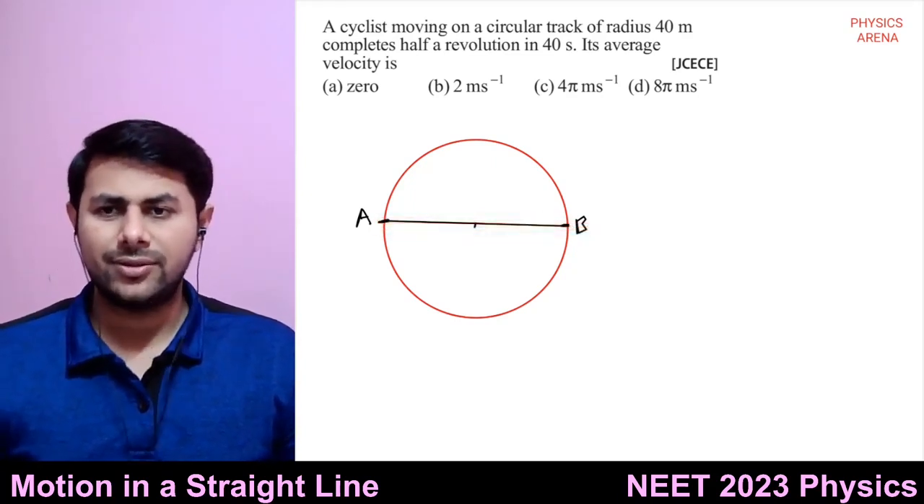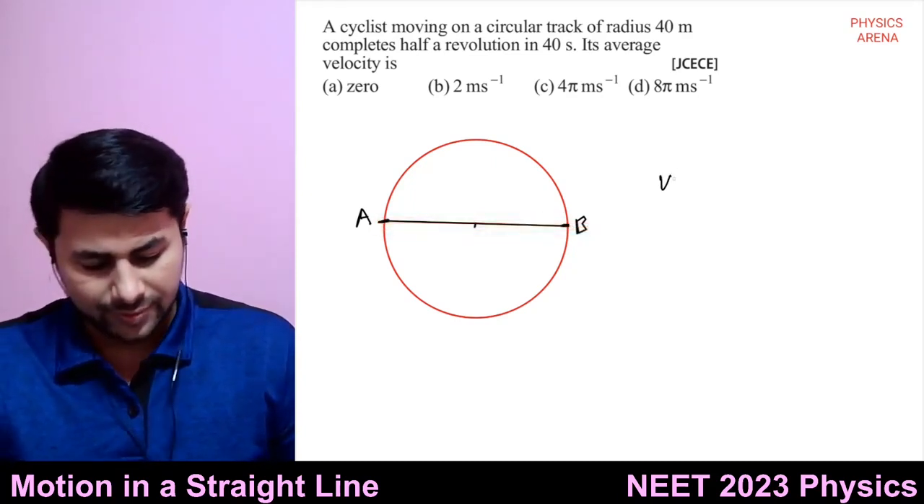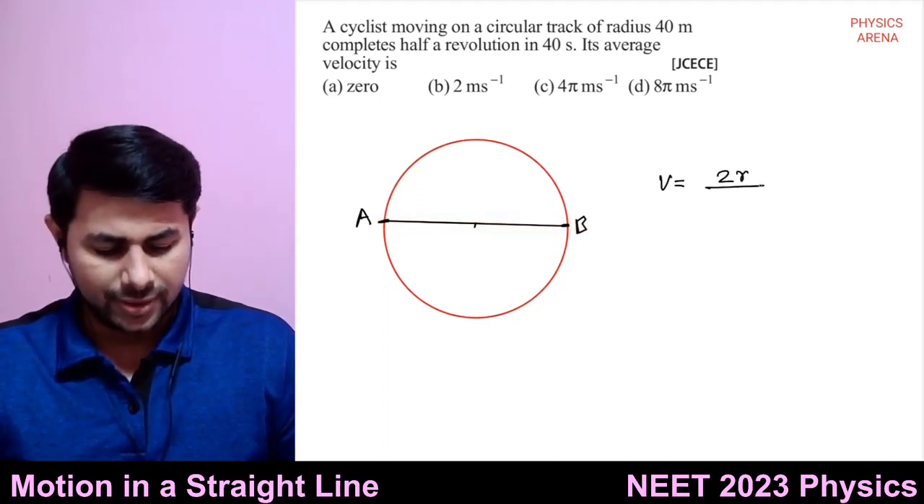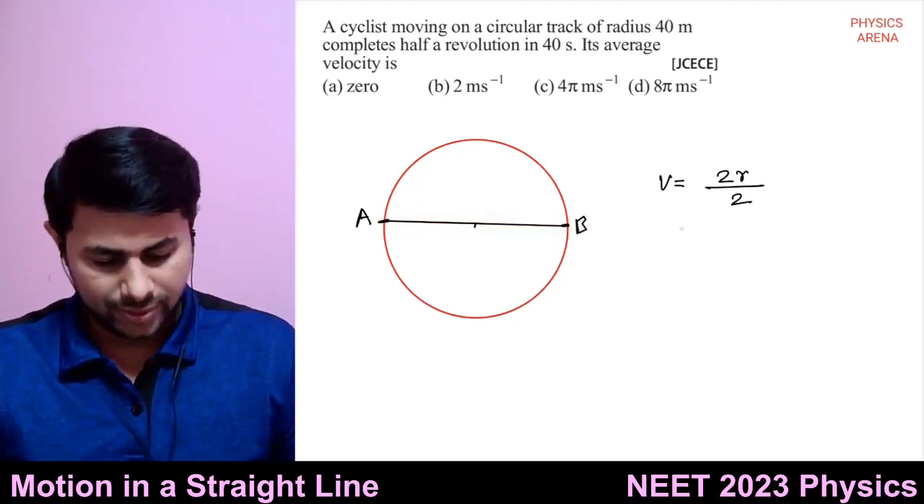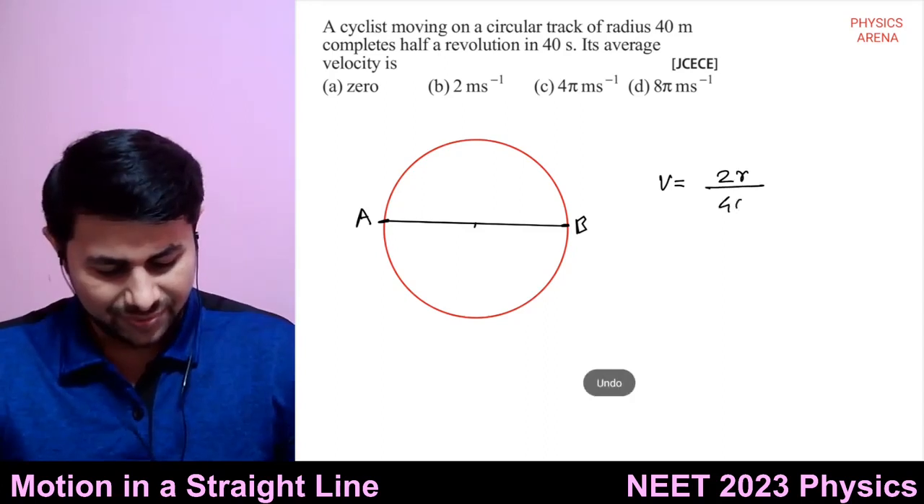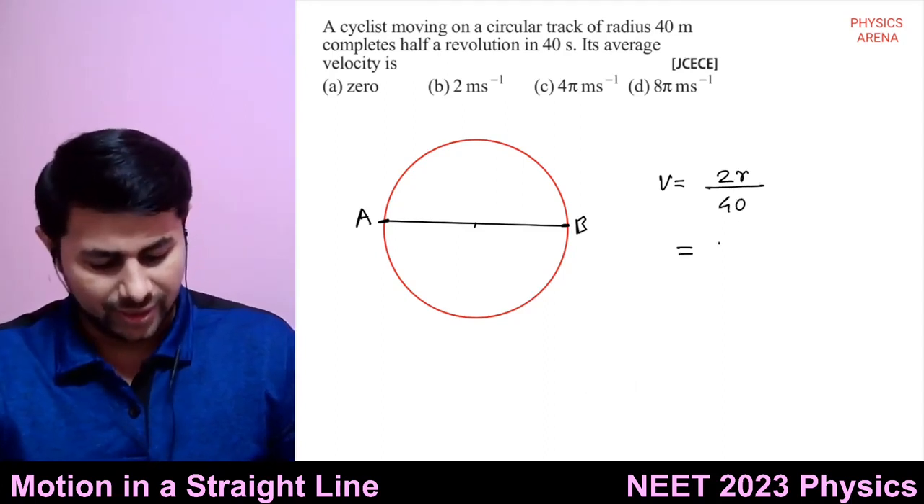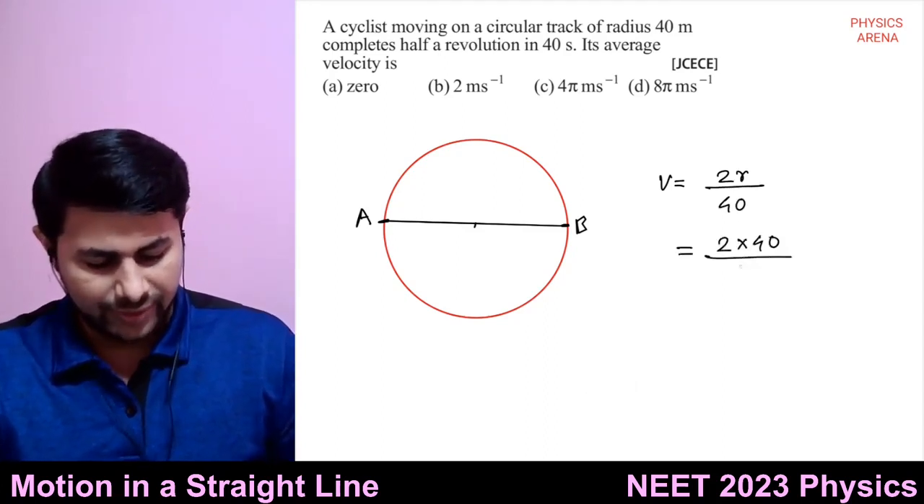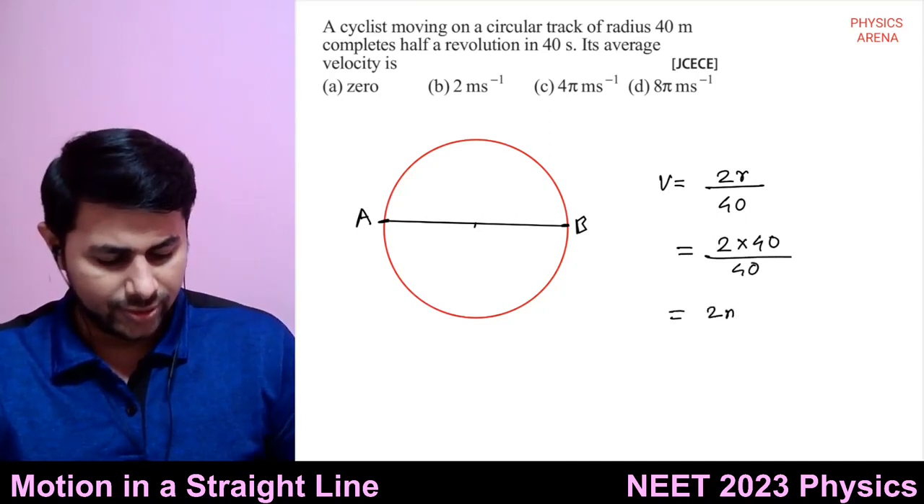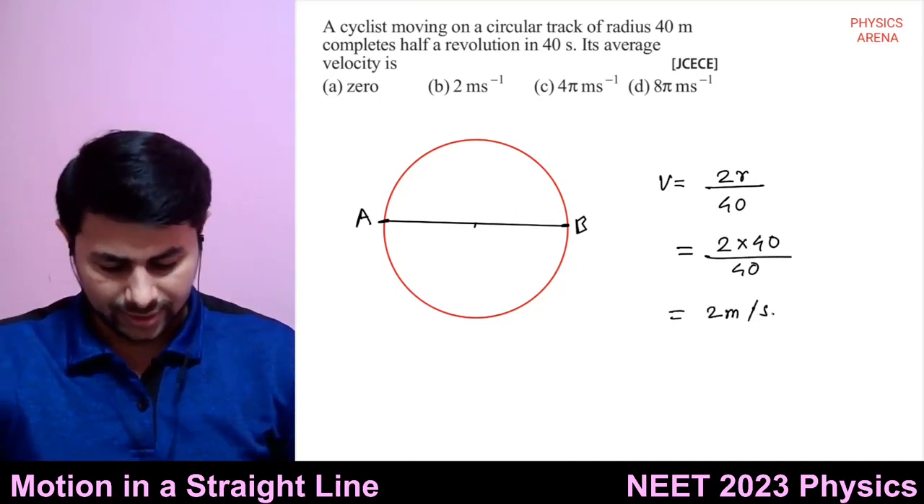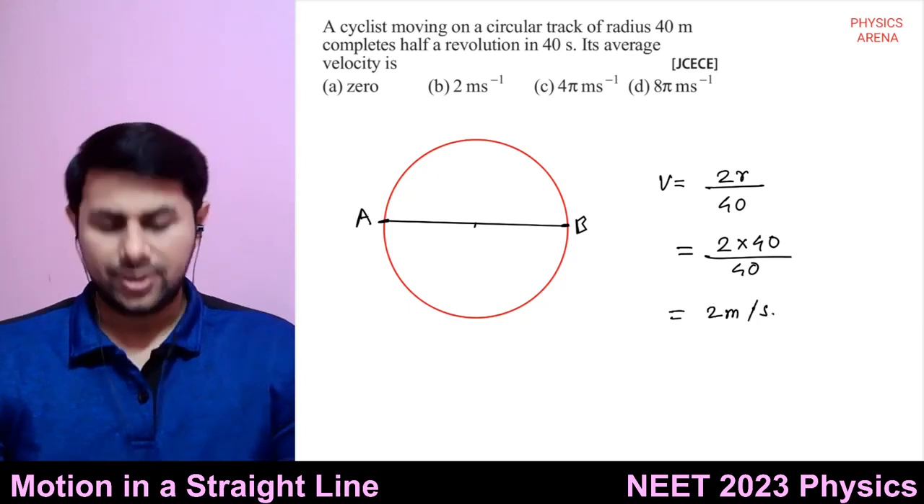So what would be the velocity? Velocity is 2r divided by 40. So 2 times 40 divided by 40. So 2 meters per second is the velocity. So again, this was simple.